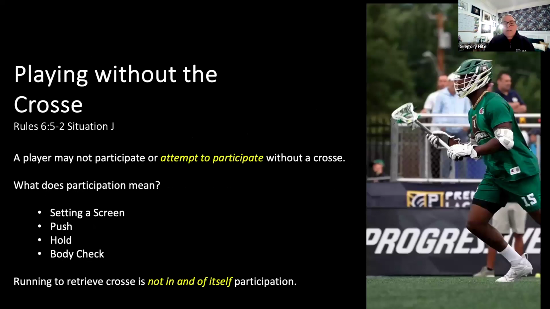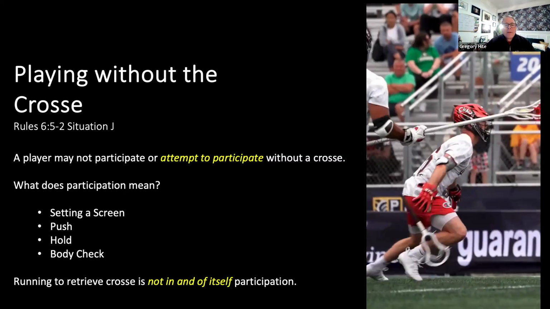If you don't have a cross, you are not a legally equipped player. You cannot participate in the play. So if the cross gets knocked out of your hands or you break your cross, even if you're not moving, you can still set a screen. You can't push somebody or hold somebody or body check anybody, right? Now, you can pick your broken cross up and run off the field. That's fine. I would rather have 2 shards of metal being carried off the field by somebody not participating in the play. But if you make contact with really any other opponent or you set a screen, you are participating in the play. Let's take a look at this guy.